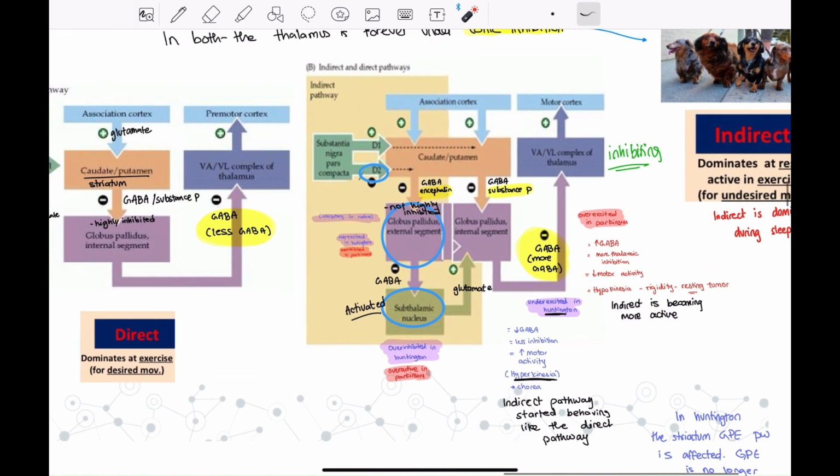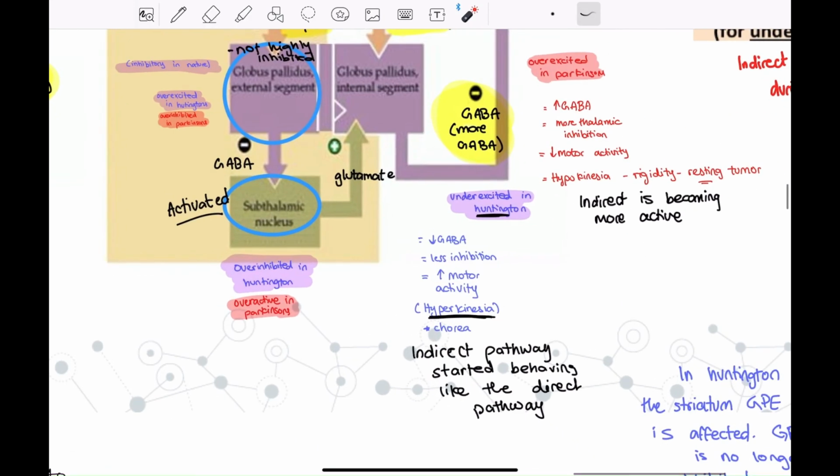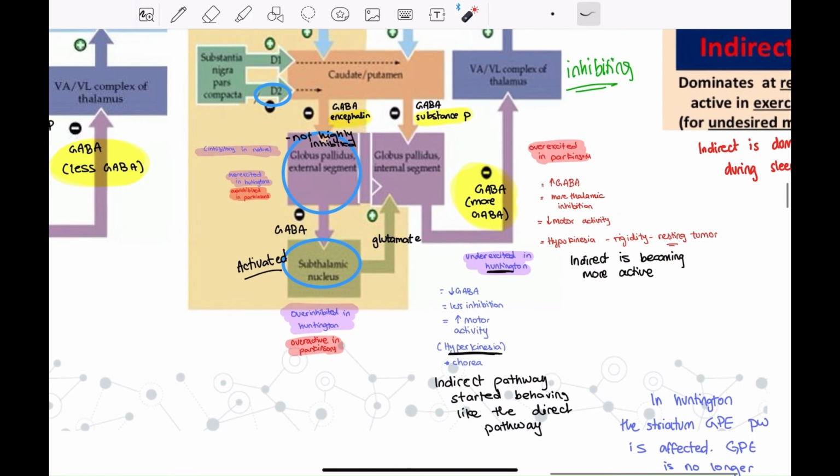Basically, we're mimicking the direct pathway now, if you think about it. So if you have increased motor activity in the thalamus when you're not supposed to, this is known as hyperkinesia. And this is going to manifest in Huntington's as chorea. So you're going to get a lot of unwanted movement, and this is what we call hyperkinesia.